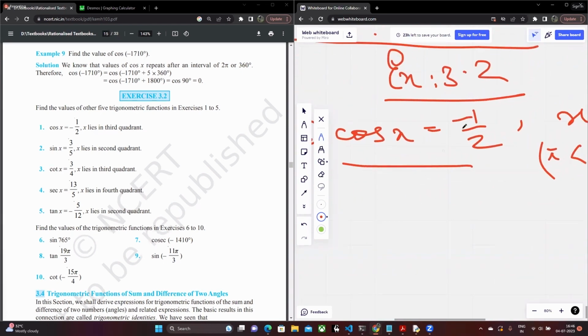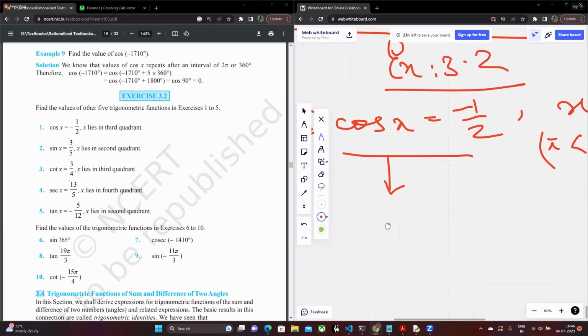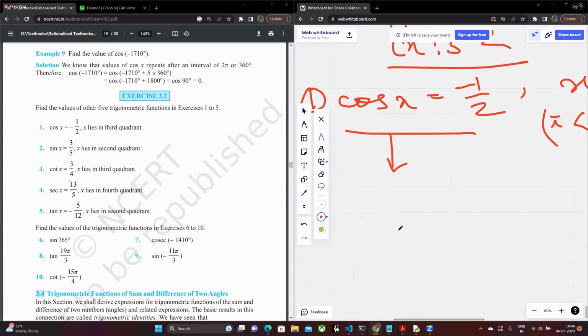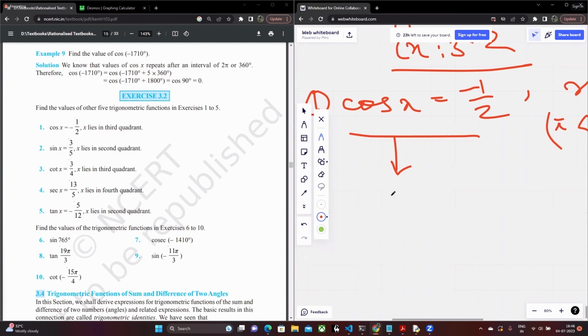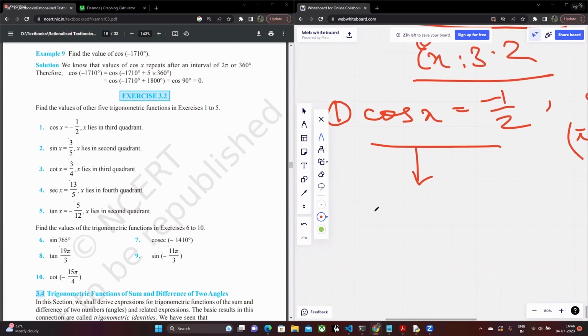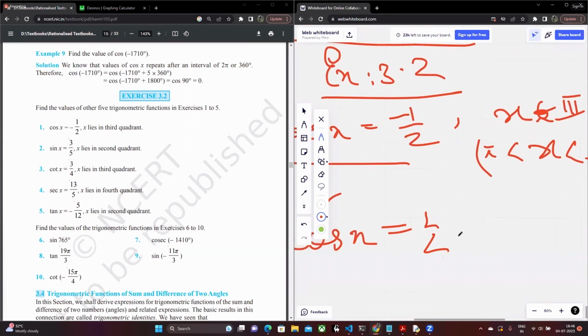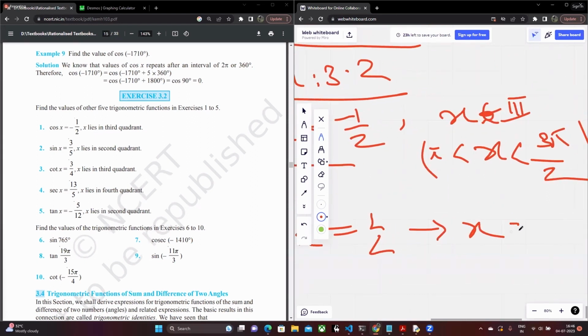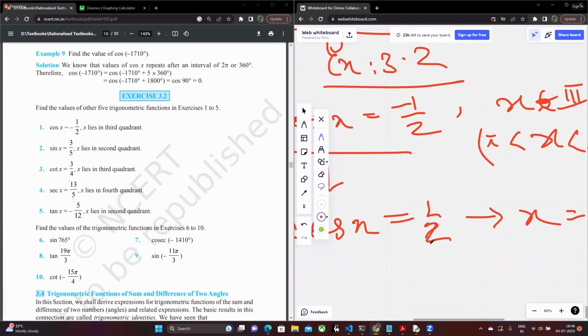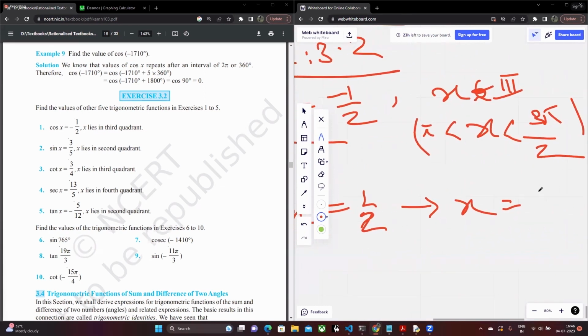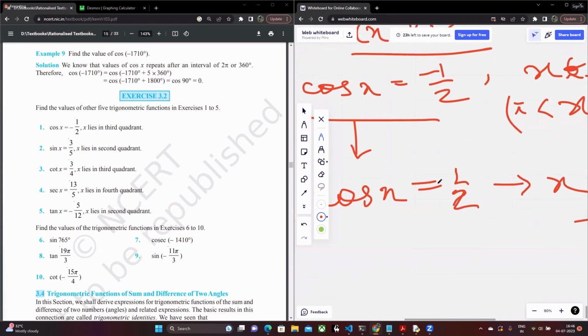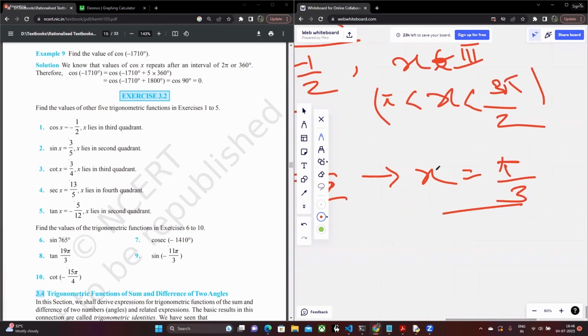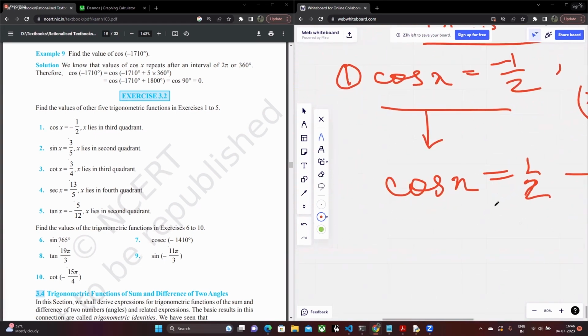Since cos x is minus 1 by 2, the value of x for which cos x is 1 by 2 is, in the first quadrant, x equal to pi by 3, because for cos 60 you have 1 by 2. Sin 30 is half, cos 60 is half. So x is pi by 3.